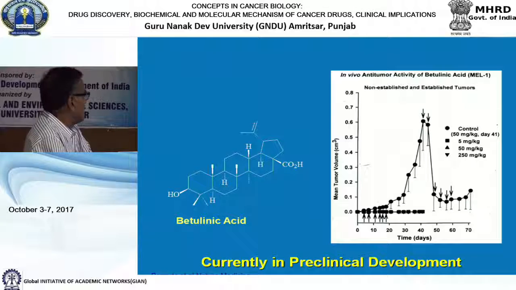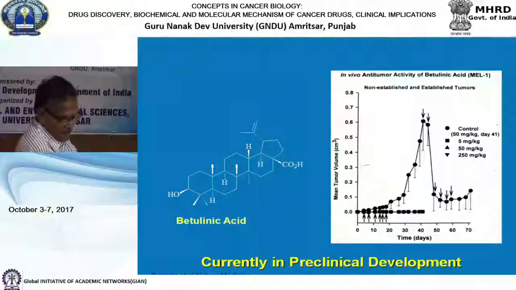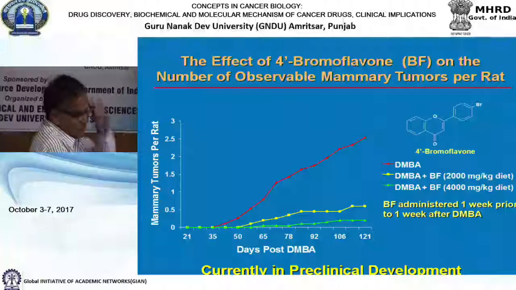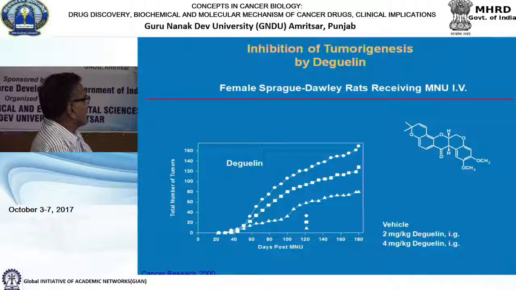Betulinic acid, I was not there, but Pezzuto published it in Nature Medicine. Then this one is for bromoflavone. This is dropped now because of the toxicity found later on and having no effect. But if you look at the control versus inhibition, they have very dramatic effects, and that's what I'm showing. So that makes the case for these compounds for further development. Any of these compounds that you pick up in the literature, you can make your own project on, and it works very well.